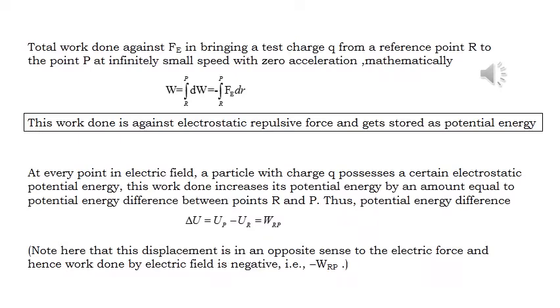So minus work done by the electric field is the work done by the external force. Very important: the work done by the electrostatic field due to the source charge is the negative of the work done by the external force. We can say it the other way also: the work done by the external force is the negative of the work done by the electrostatic force.